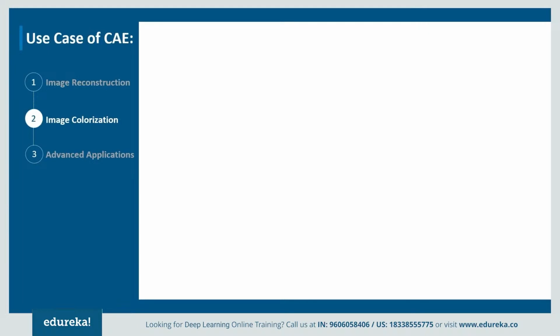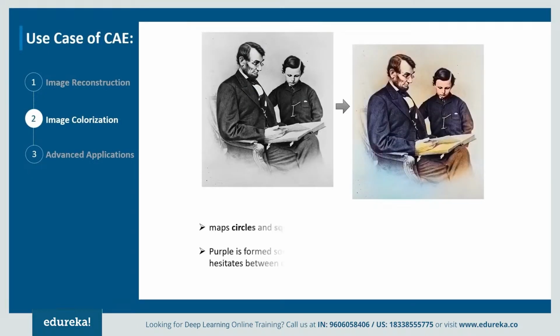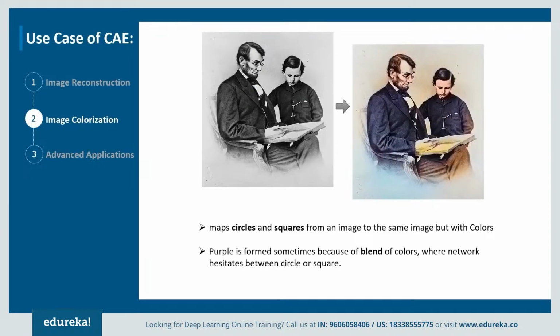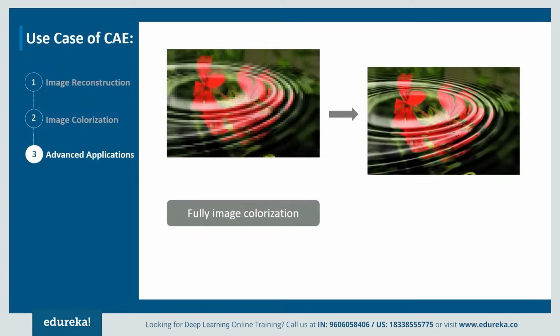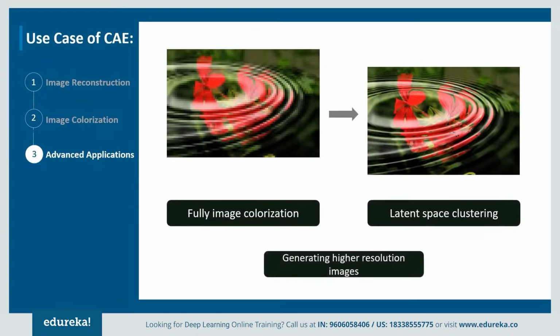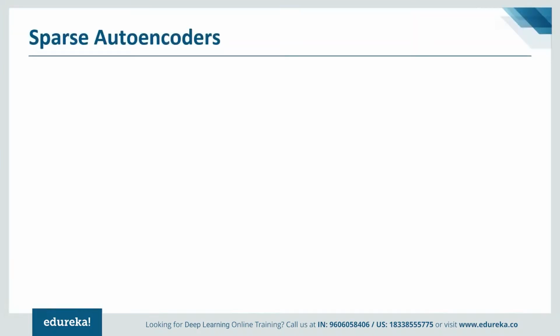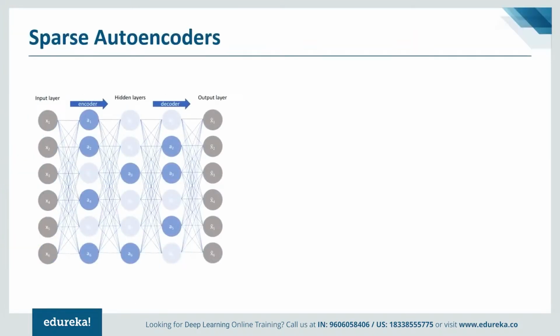Next is image colorization. Now, convolution autoencoders map circles and squares from an image to the same image but with red and blue respectively. Purple is formed sometimes because of a blend of colors where the network hesitates between circle or square. Next up are some of the advanced applications such as full image colorization, latent space clustering, and generating high resolution images.